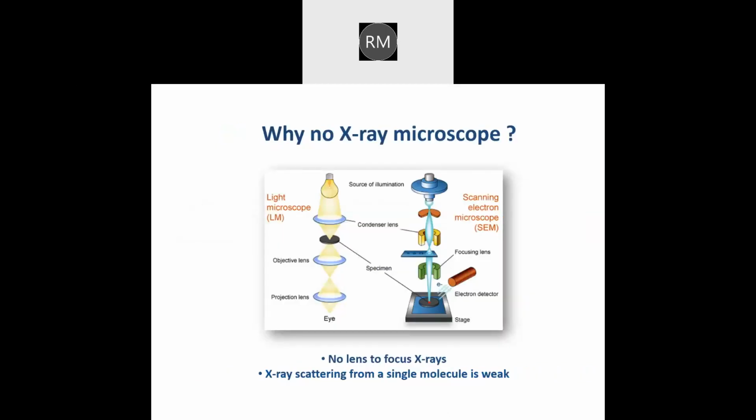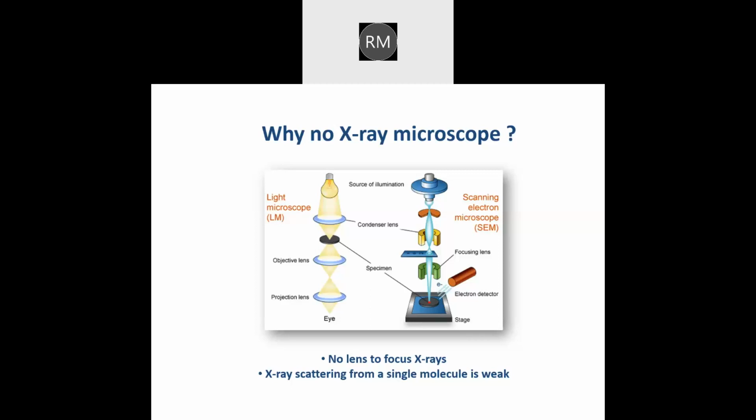Then why no X-ray microscope? So instead of diffraction, they should have been good. It should have been an X-ray microscope. We could have just put the protein solution and seen the structure of the protein under the microscope, but that is not possible.